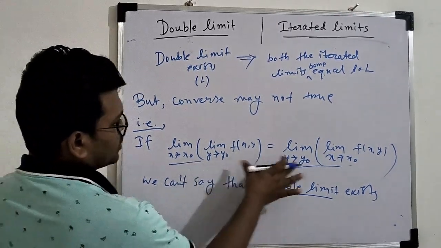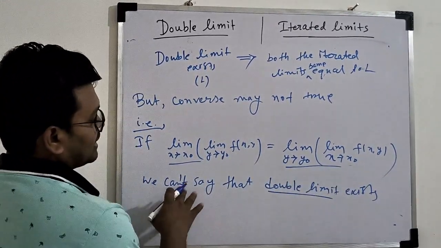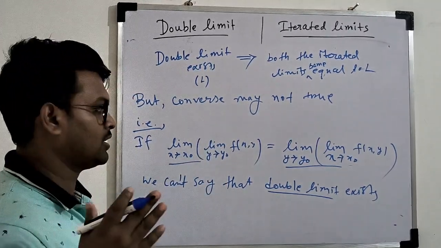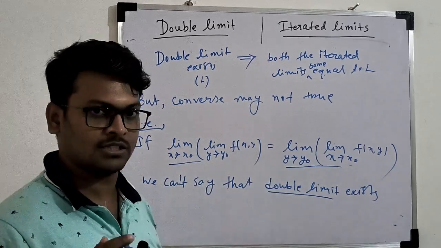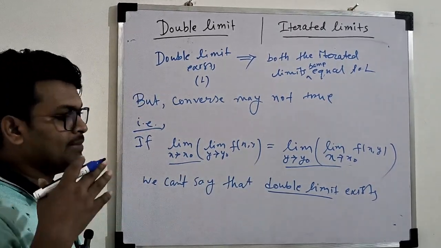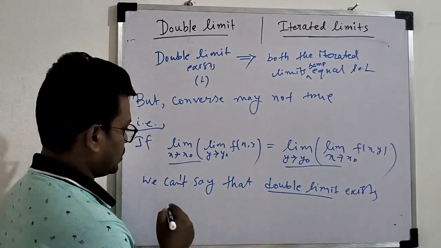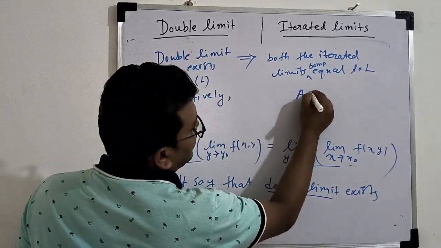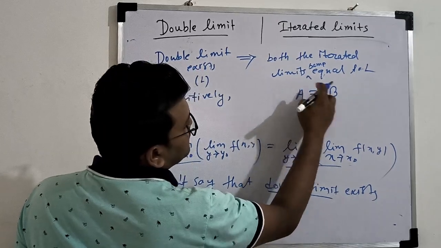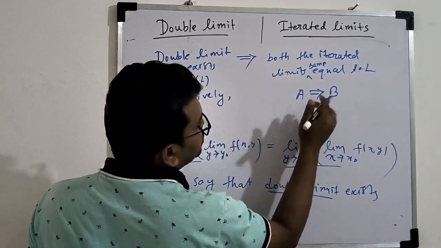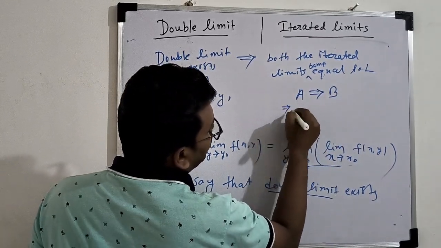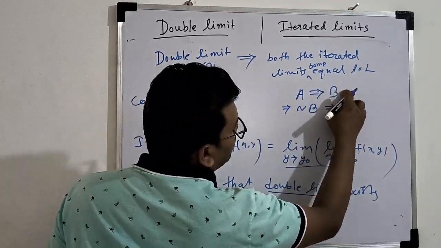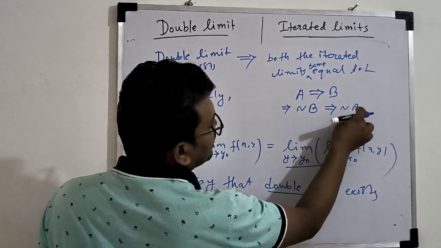So if these two iterated limits are the same, we cannot say that the double limit exists, because there may be some other path, other than this particular path, through which the double limit does not exist. You can note this contrapositively. Contrapositively means if A implies B, if A happens then B, then from this we can conclude that not B implies not A. That is, if B does not happen, then A also does not happen.